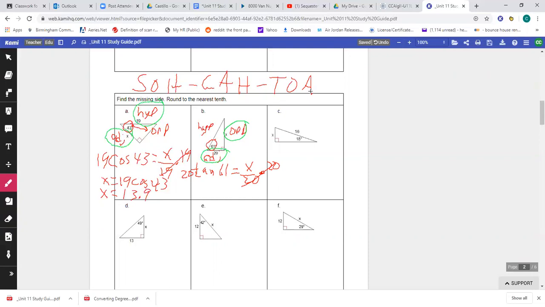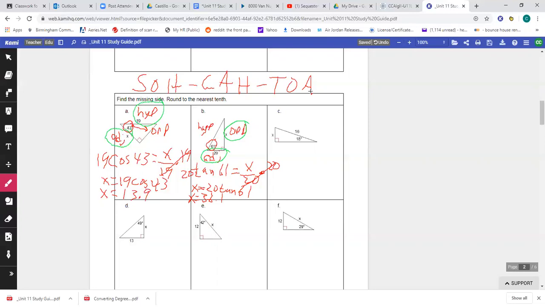And then so x is equal to 20 tan 61. Once again, those of you that have an iPhone, you are going to press 20 times 61 tan equals. Everyone else, you are going to just do 20 times tan 61. And you get x is 36.1.